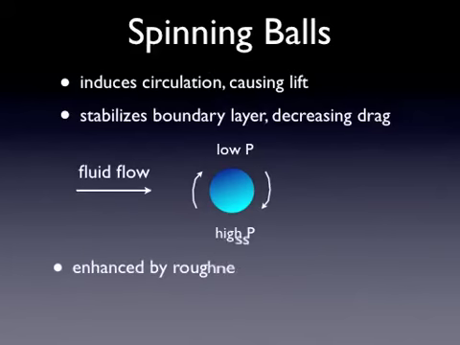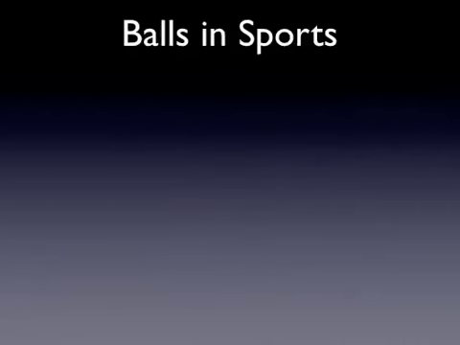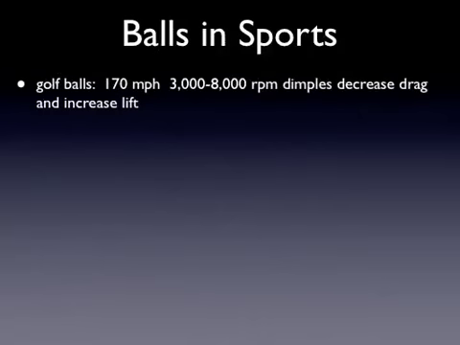Both of these effects are further enhanced by roughness. So we talked about this with a golf ball, just how roughness can decrease the drag of a golf ball. What I didn't mention before is that rotation also plays a big role in this effect, and that also decreases drag as well. So golf balls, they travel about 170 miles an hour. They rotate a ton, 3,000 to 8,000 RPM. And the dimples aid in this effect of decreasing drag and increasing lift.